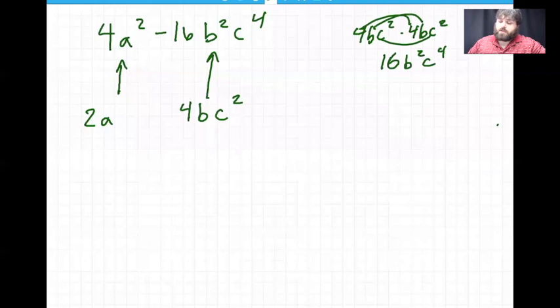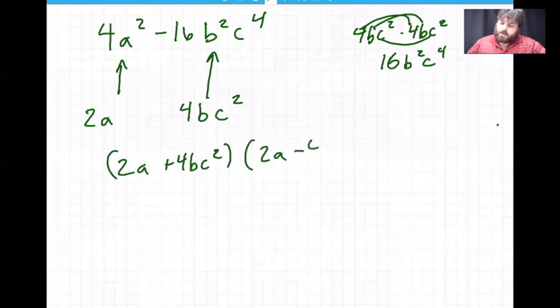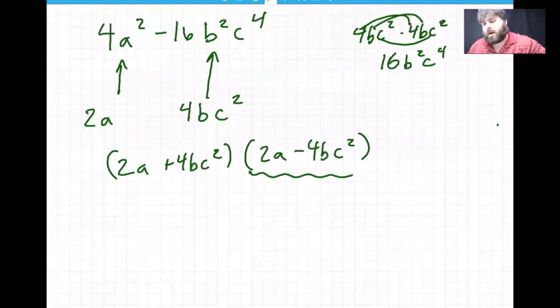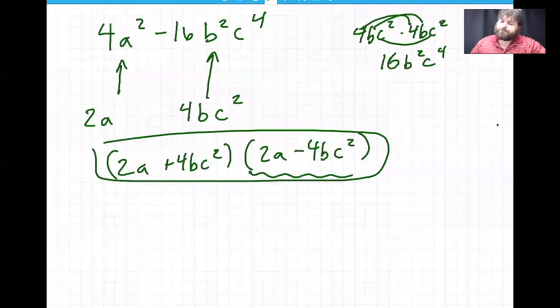So once you have your 2 things, you write 1 with a plus, 1 with a minus. That's it. Now look here, this could be a difference of squares, but nothing squares to be 2a, nothing squares to be 4bc squared. It almost does, 4bc squared at least, but that's it. So that's our factorization. All right, so that's difference of squares.